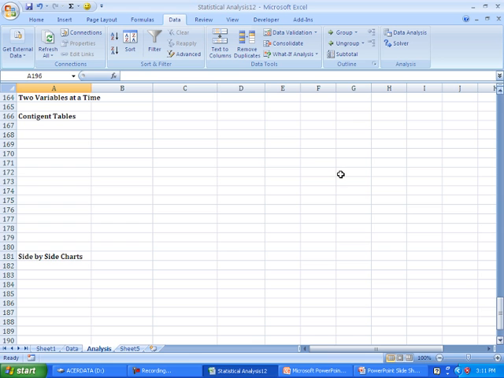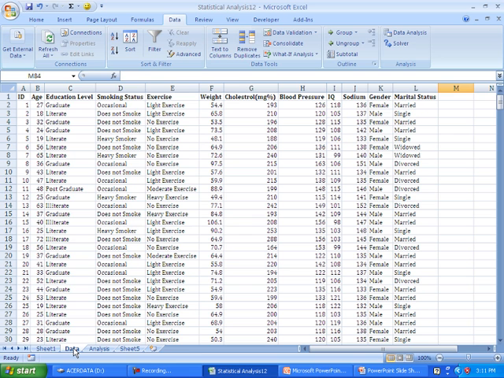So, for example, on this data, if I want to summarize the smoking status across the various genders, which means I am looking at two variables together, or probably I would like to see the education levels across the various marital statuses. When I look at something like this, we talk about the contingency tables.